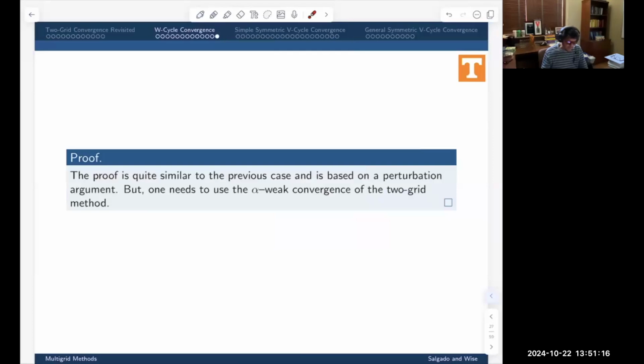So this one I really did write as an exercise, and those of you who made it this far have noticed that this is a new exercise. But the good news is the proof is more or less exactly the same as the W-cycle proof. You just have to use, instead of the convergence of the two-grid method in the classical case, the alpha-weak convergence of the two-grid method.